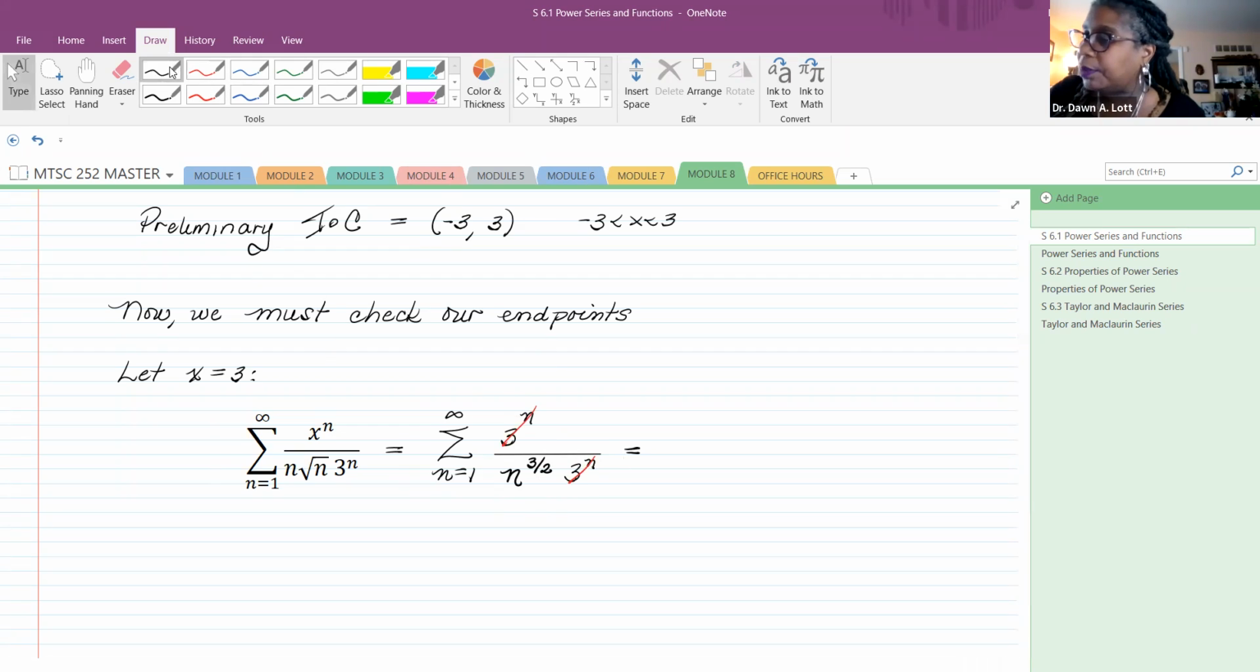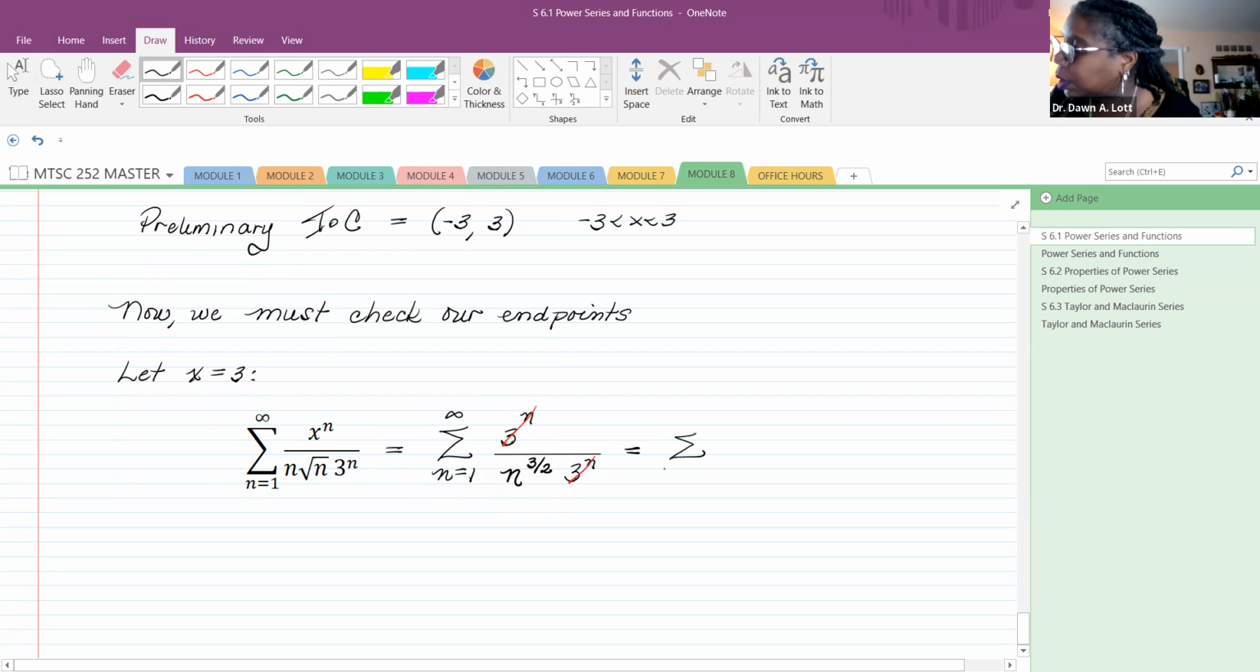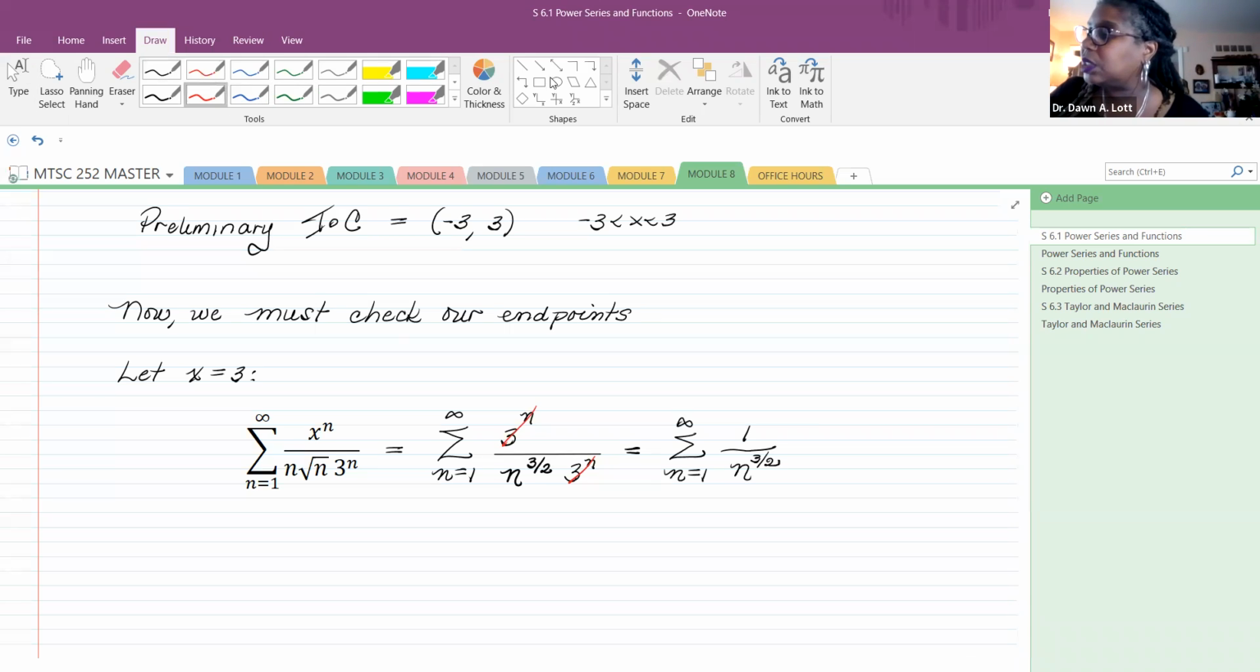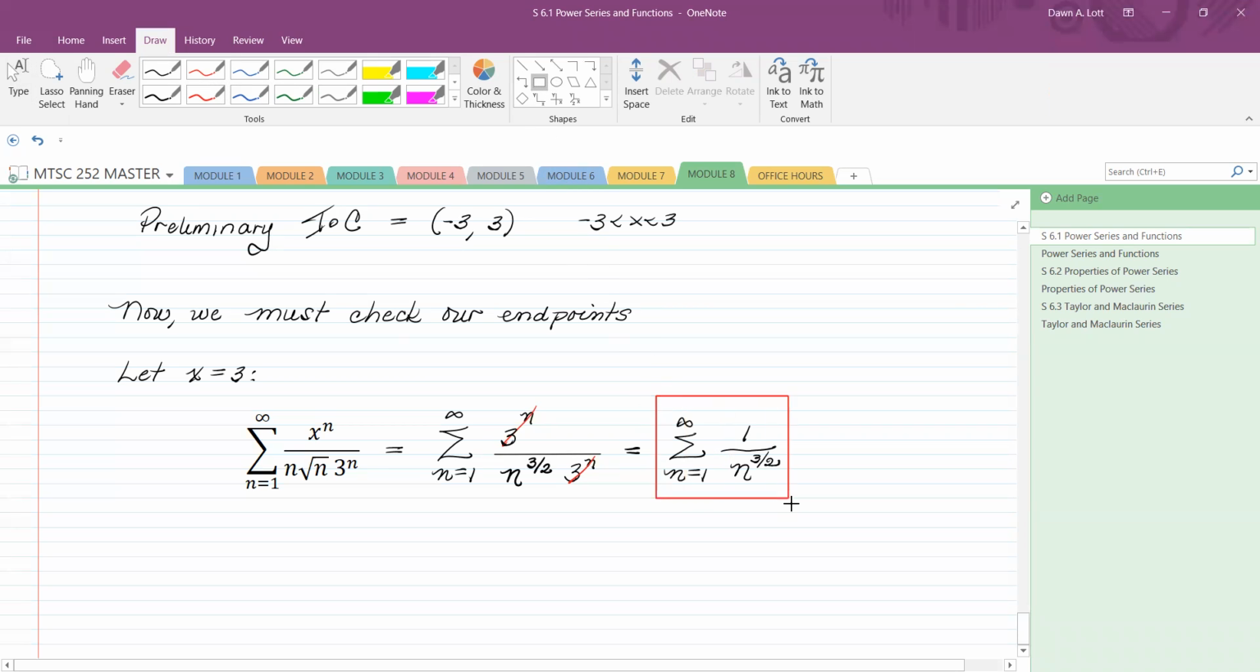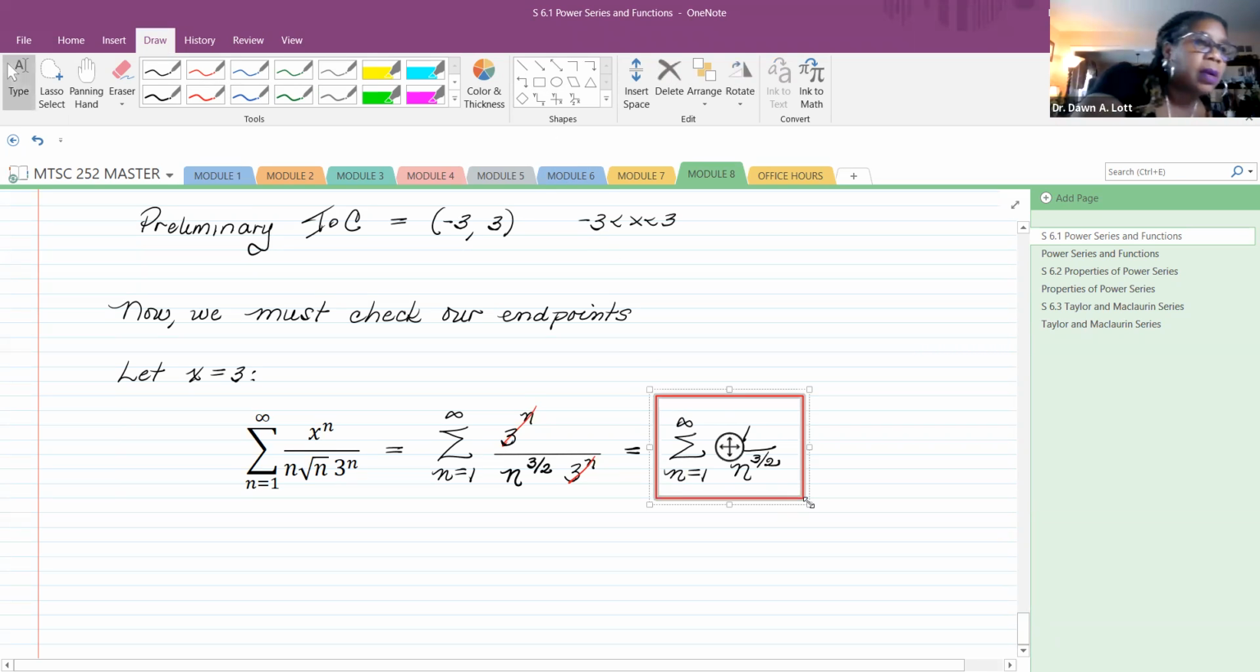And this is the sum, n equals 1 to infinity of 1 over n to the 3/2. Oh my, what kind of series is that? Is that a P series? That is a P series. Thank you, Lawrence.